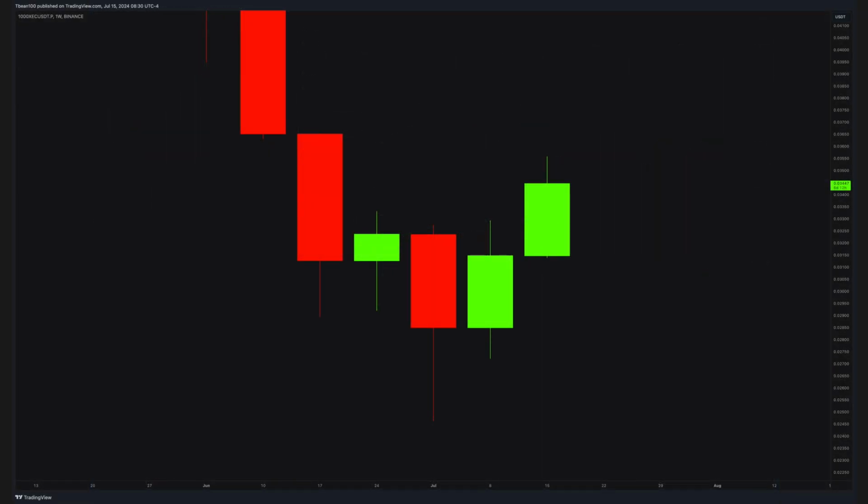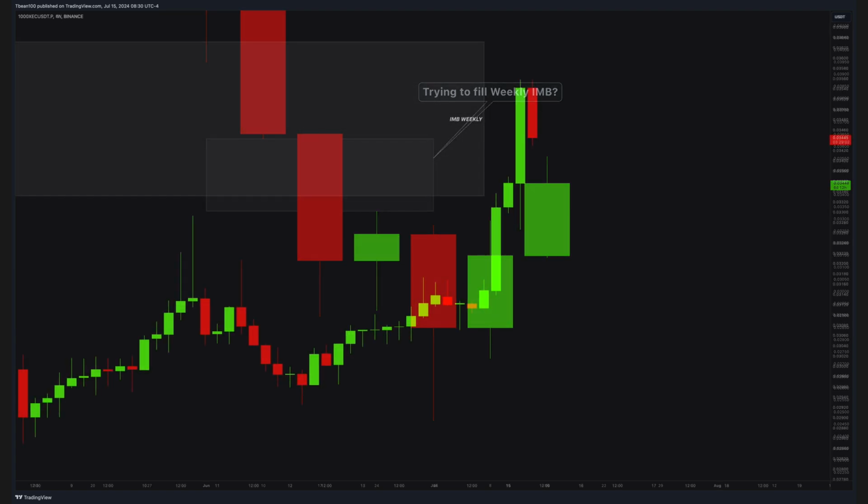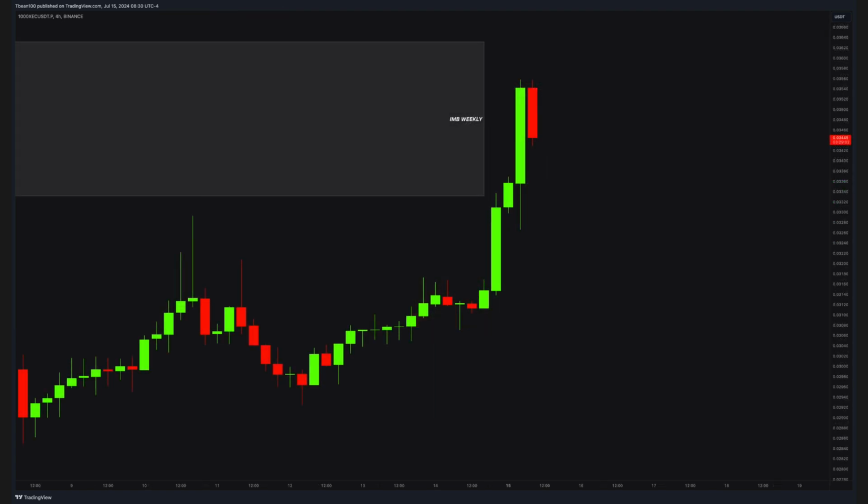Why weekly and not daily this time? Because I saw the clearest bias in weekly, not in the daily this time. Price was obviously trying to fill this specific imbalance. This gave me a clear and certain bias for this coin. Now, let's start talking about the magic.